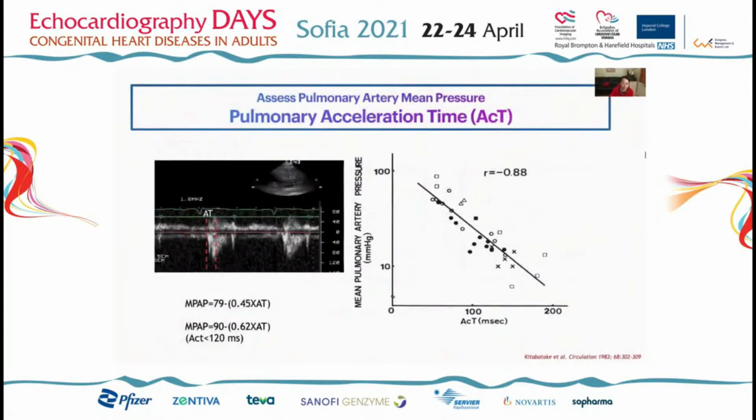The third parameter you can use is the acceleration time measured from the pulmonary artery Doppler. An acceleration time of less than 100 corresponds to a mean PAP of about 25 millimeters of mercury. You can also put it in this formula to calculate the mean PA pressure. Just remember, when patients have severe lung disease, when the pulmonary resistance is increased, they can also have a very short acceleration time, so they do not necessarily have increased pulmonary artery pressure. So we have to remember to differentiate them.